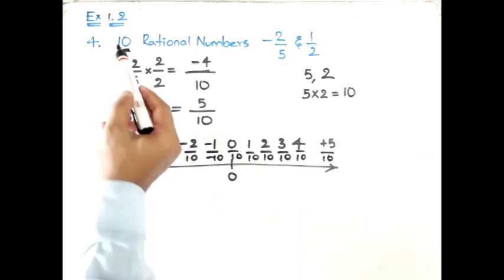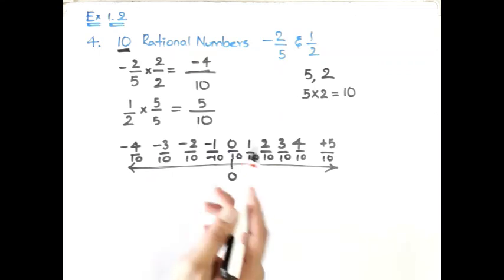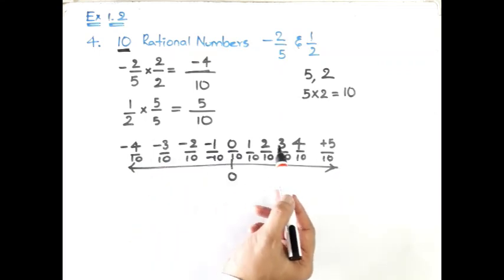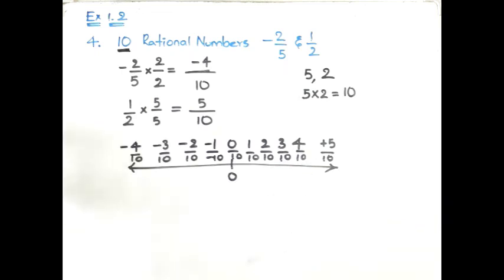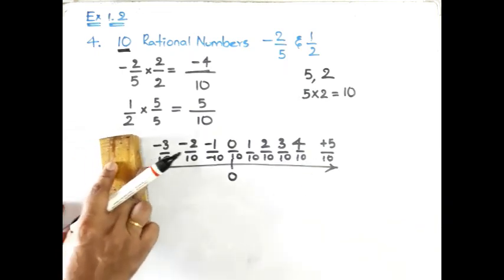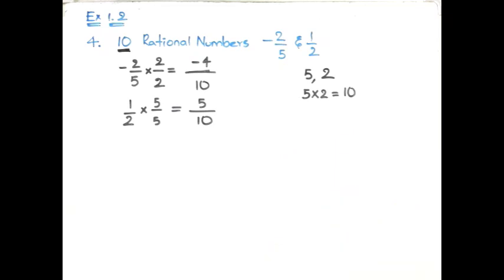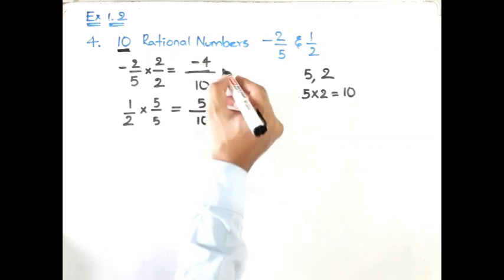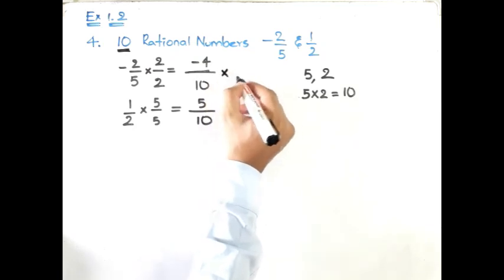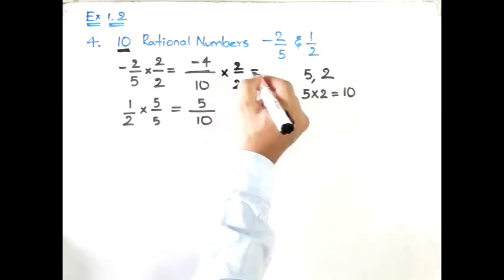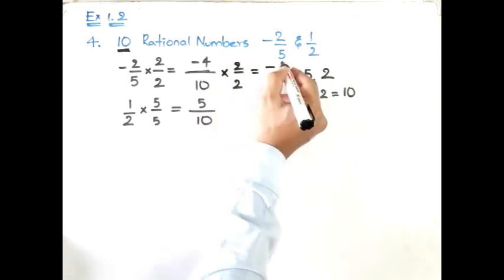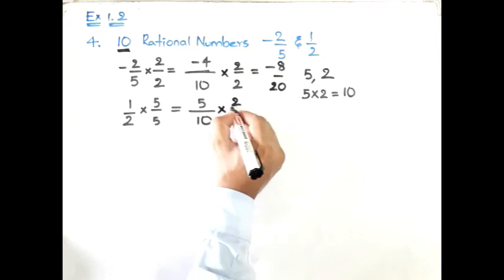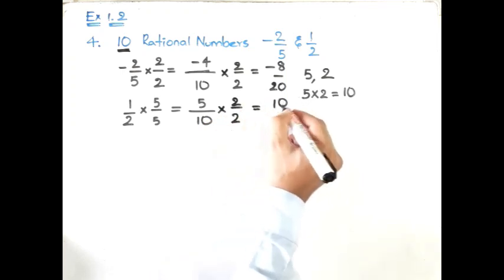How many rational numbers are actually required? 10. But how many did we get between minus 4 by 10 and plus 5 by 10? 1, 2, 3, 4, 5, 6, 7, 8 only. Hence, we cannot take it like this. Then how to get 10 rational numbers? Look, what is the next multiple of 10? In the 10 table, you know it is 20. So multiply by 2 by 2: minus 4 into 2 is minus 8 by 20, and 5 into 2 is 10 by 20.